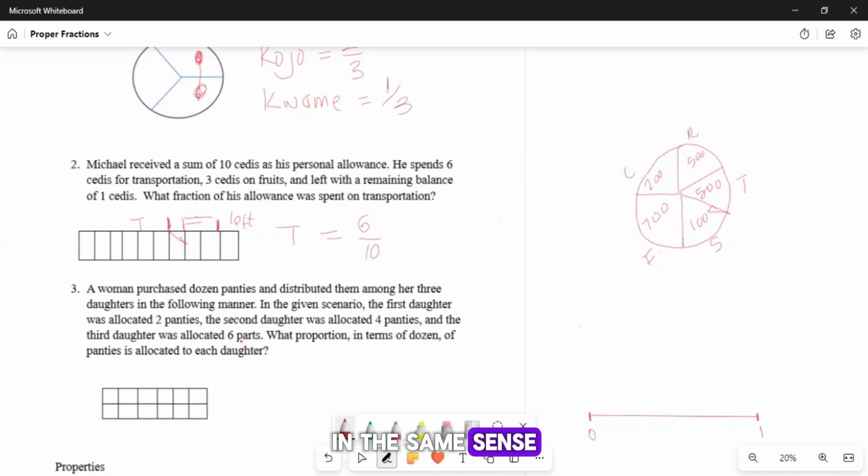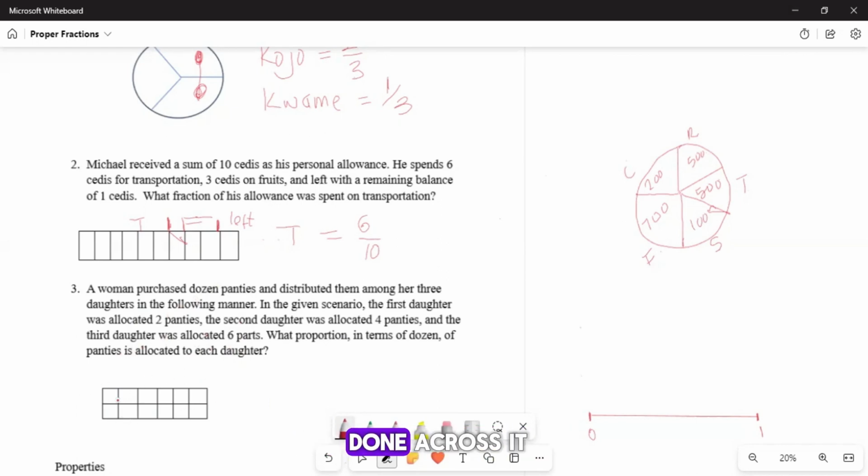In the same sense, let's say a woman purchased a dozen panties and distributed them among her 3 daughters in this manner. The first one had 2, the second daughter received 4 panties, and the third one had 6. So the whole dozen, which is 12 panties in 1 dozen, is what has been represented with this bar of soap.